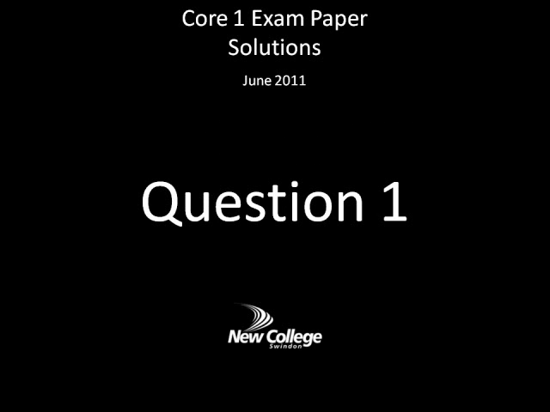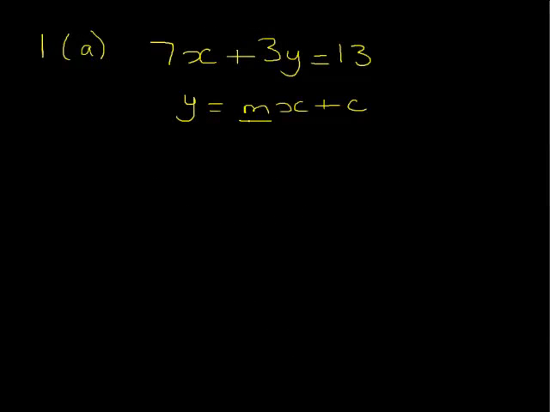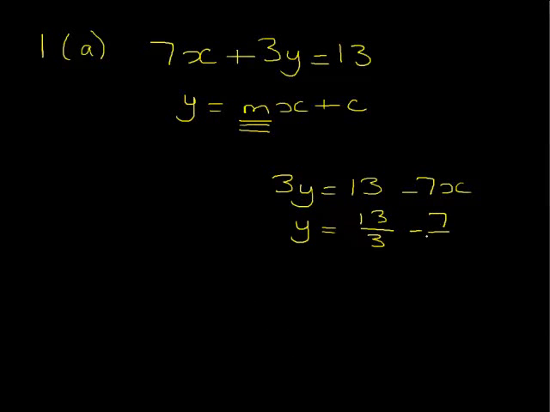Make sure you use the pause button to allow you to work at your own pace. Question 1. The line AB has equation 7x plus 3y equals 13. You need to find the gradient of AB, so you need to rewrite this equation in the form y equals mx plus c, where m is the gradient. So rearranging that equation gives the following. And you can see that the number in front of the x is minus 7 over 3. And so this is the gradient and the answer to the question.